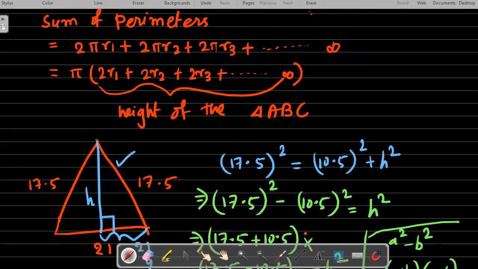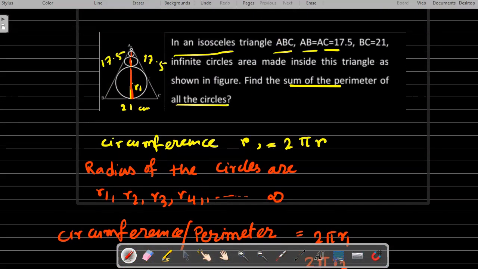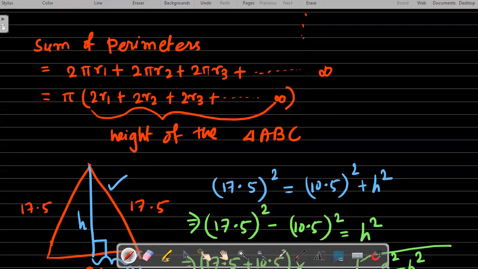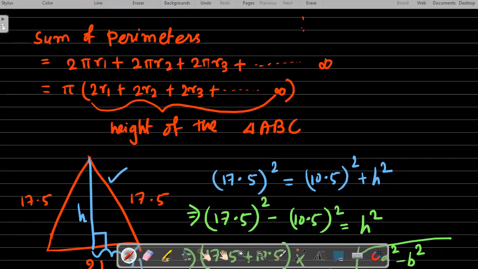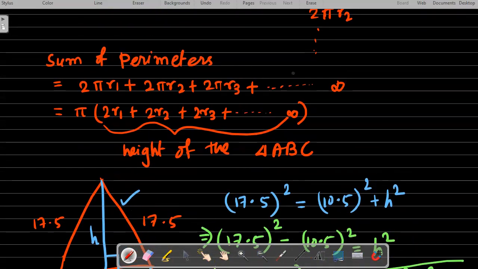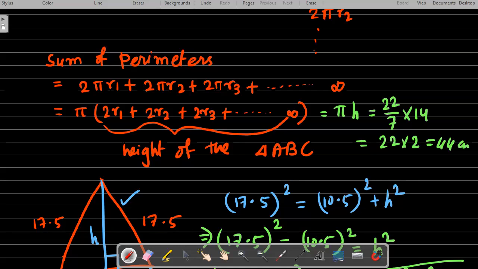So now what we need? Find the sum of the perimeter of all circles. What is this? This was pi into h. Pi into h. What is pi? 22 by 7 approximately, and h is 14. So now we get 22 into 2, that is equal to 44 centimeter. This is the answer. The sum of the perimeter of all the circles is 44 centimeter.